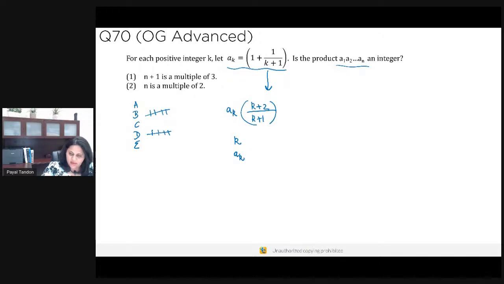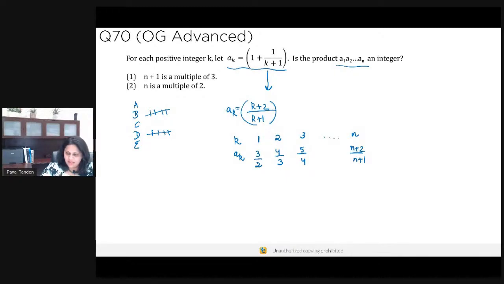Now k is 1. When k is 1, what is my ak? My ak is 3 over 2. When k is 2, what is my ak according to this? It is 4 over 3. When k is 3, what is my ak? It is 5 over 4, right? Like so on and so forth. And then, let's say n, this is n plus 2 over n plus 1. Now, what do you observe here?